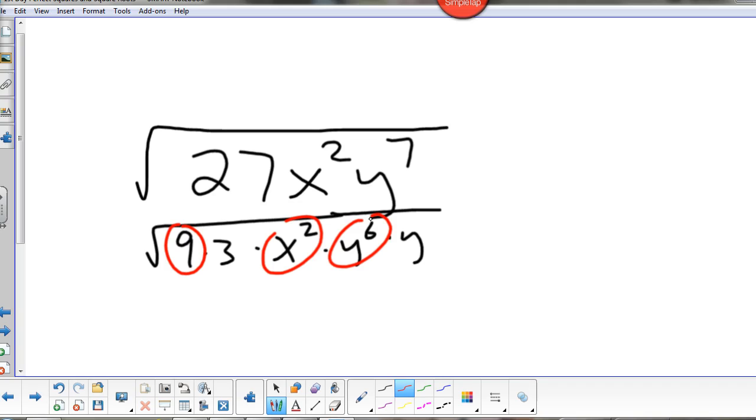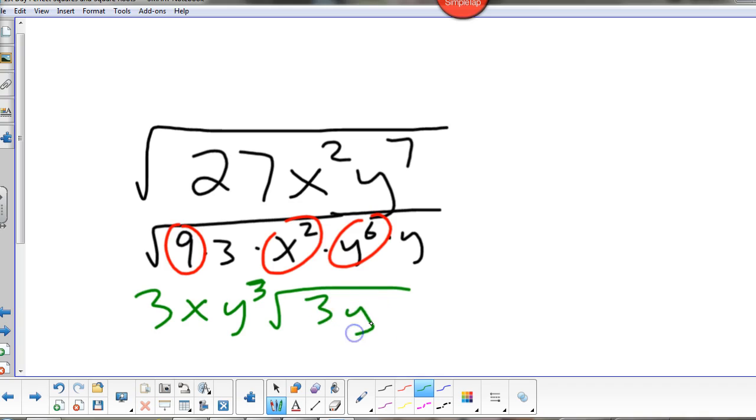And now in this next step, I'm going to square root each of these things I just circled. So I get 3, the square root of x squared is x, the square root of y to the 6 is y to the third. And then what's left over is 3y as the radicand. So notice in this first step I didn't break up or square root x squared. It's a perfect square, so I left it alone. I broke up the other parts: 27 into 9 times 3, and y to the 7th into y to the 6 times y. So this is my breakdown step. And then this is my square root step.